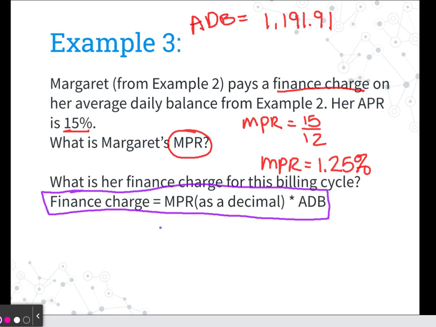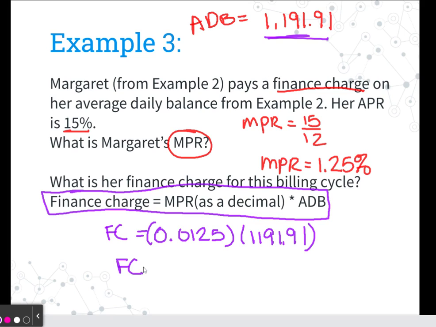So the MPR is 0.0125 as a decimal. And we're going to multiply that by our average daily balance, $1,191.91. And so when we calculate this, we find that our finance charge is going to be $14.90. So that is the additional amount of money that Margaret will owe in interest, our finance charges, because she did not pay her bill in full.